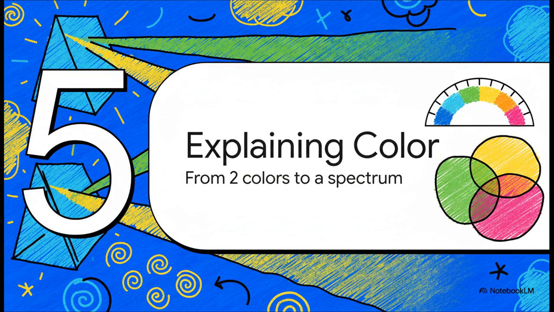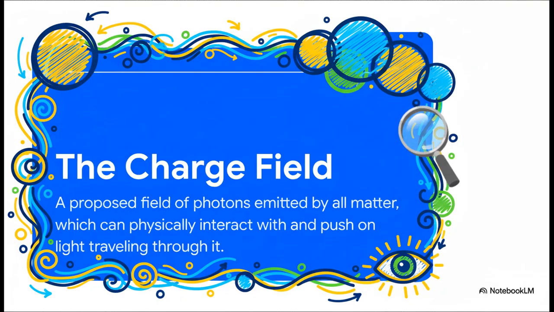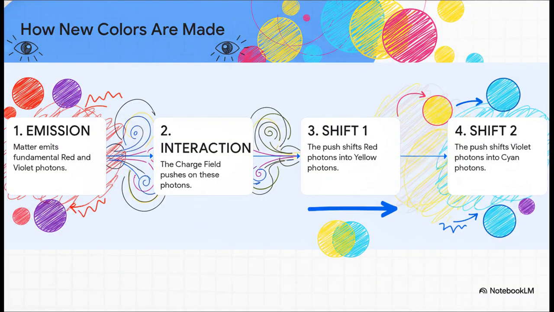the rainbow come from? Well, that brings us to the next big mechanism in this theory, explaining color with something called the charge field. What on earth is a charge field? Well, the theory proposes that all matter, I'm talking the walls, the air, the prism itself, is constantly emitting this huge sea of its own tiny, low-energy photons. Imagine it's like you're trying to walk through a swimming pool instead of through empty air. Space isn't empty. It's this active field that can literally, physically interact with and push on the light that's traveling through it.